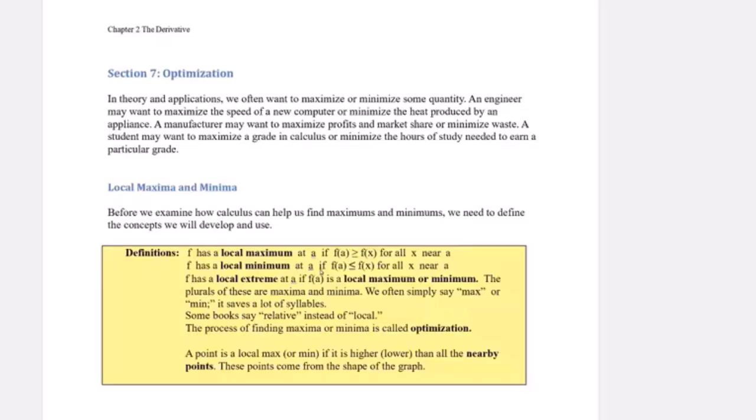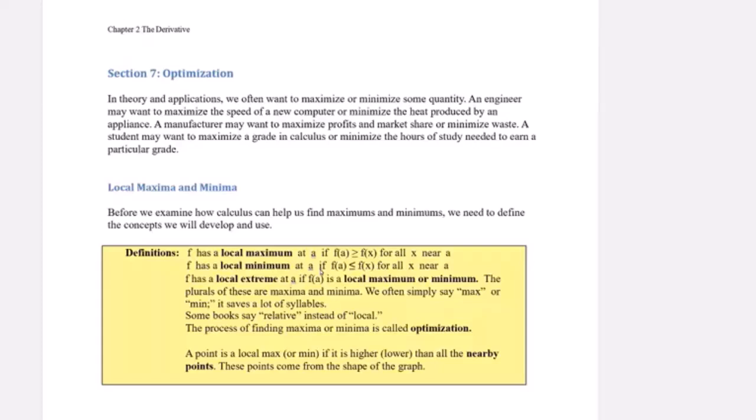All right, welcome to Chapter 2, Section 7. We're going to be doing optimization. So in theory and application, we often want to maximize or minimize some quantity. An engineer may want to maximize the speed of a new computer or minimize the heat produced by an appliance. A manufacturer may want to maximize profit and market share or minimize waste.